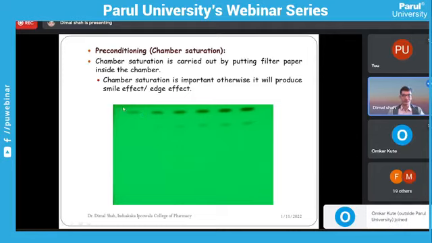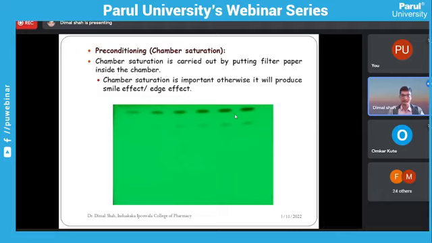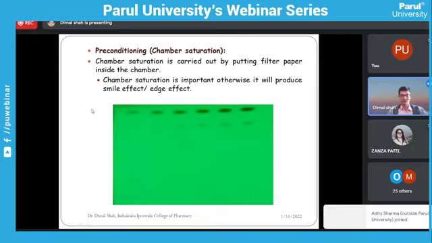And chamber saturation should be considered as one of the critical parameters in HPTLC method development. Suppose you require 30 minutes, carry out a trial at plus or minus 5 minutes. Okay, 25 or 35, and check whether there is any effect on the development of the plate or not. Okay, so chamber saturation is an essential aspect and we should take care of it in a proper way.